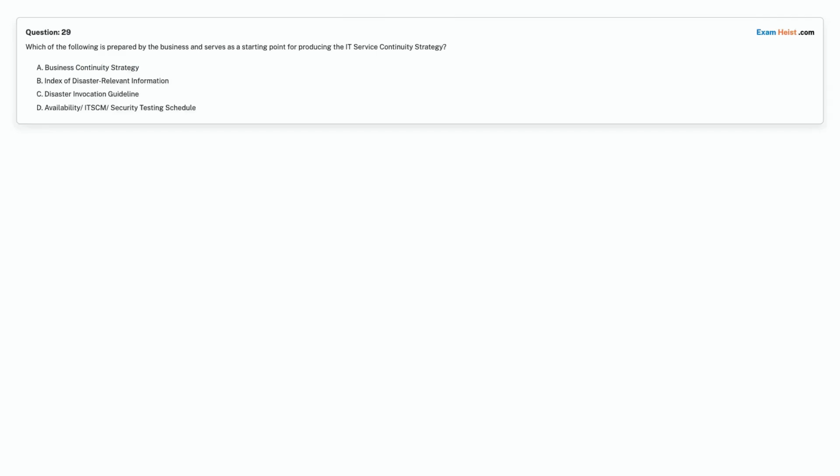Question 29. Which of the following is prepared by the business and serves as a starting point for producing the IT service continuity strategy? Option A, business continuity strategy. Option B, index of disaster relevant information. Option C, disaster invocation guideline. Option D, availability, ITSCM, security testing schedule. Choose the correct answer.